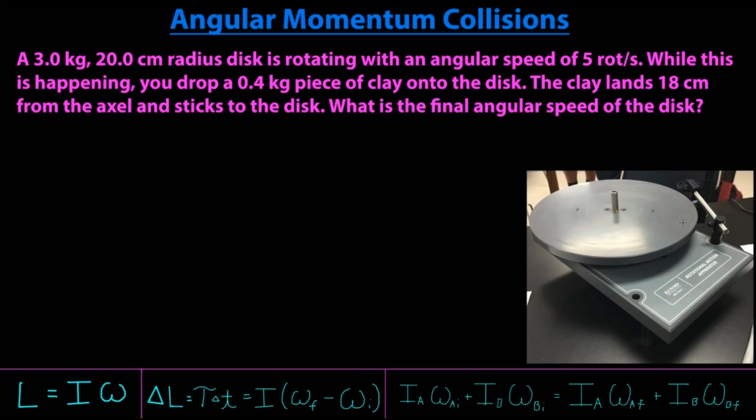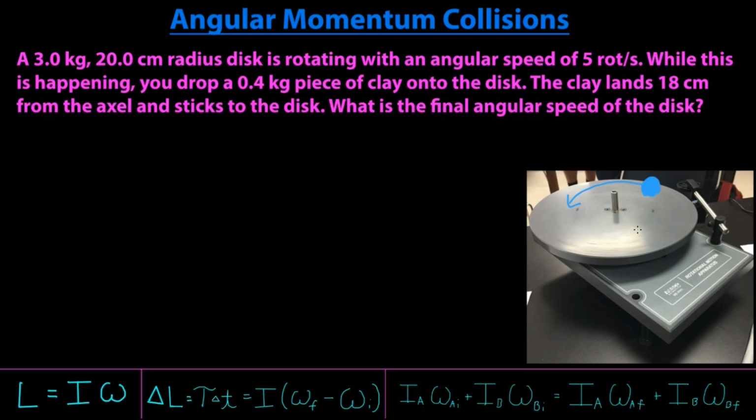One of the reasons why I wanted to introduce this is because sometimes new students have trouble recognizing this as a collision type problem, because unlike linear, they're not running directly into each other. This disc is spinning around and you're dropping a piece of clay down onto it. So the clay sticks to the disc and then starts revolving around with the disc.